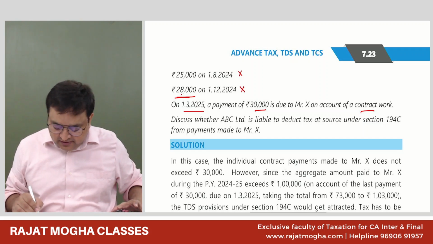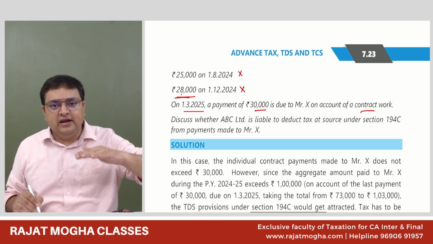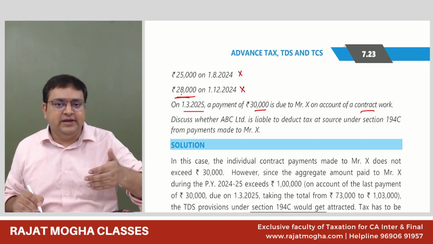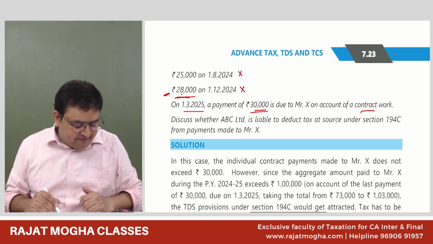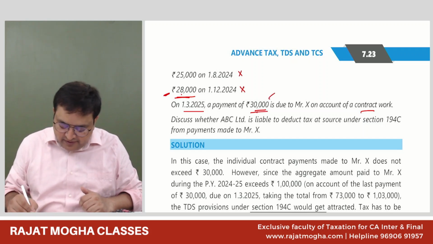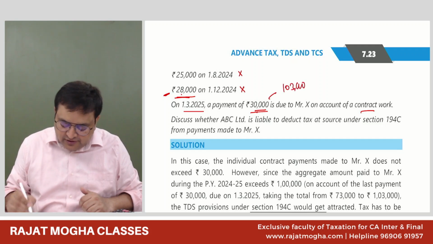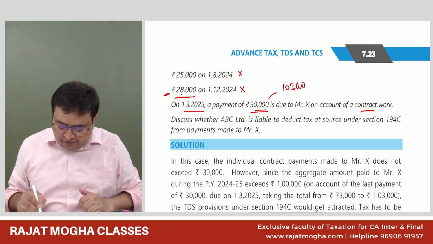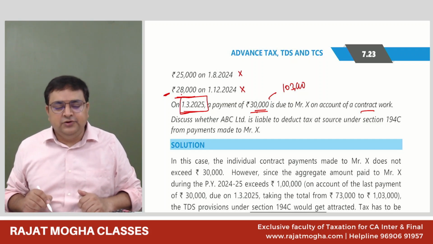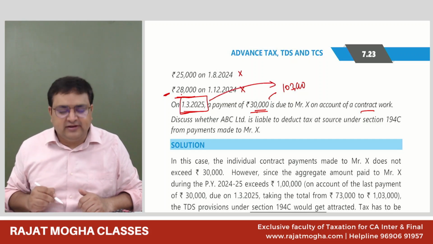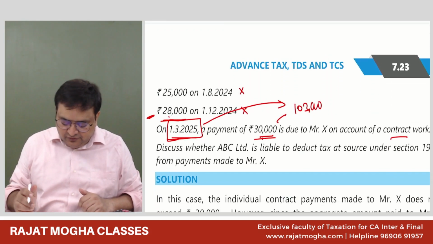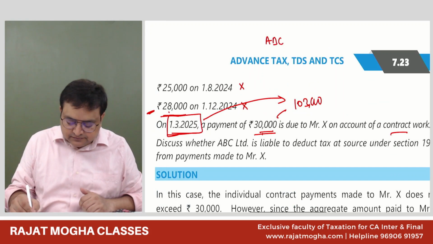So 30,000, although the single contract payment is not going beyond 30. But if you see the aggregate, till here it was 73 plus 30. Now it is going to 1,03,000 in total. So now on 1st March 2025, you will deduct the TDS. You will deduct the TDS on 1st March 2025 on 1,03,000 rupees. Okay. So this is ABC Limited.